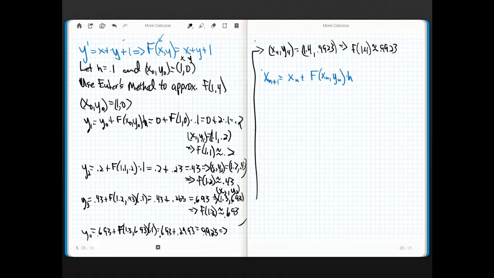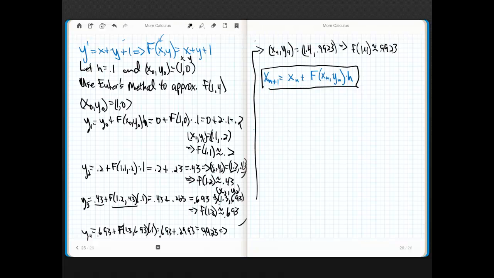Kapow! Hopefully you used this equation, right? H was 0.1, right? That was going to be our change. That just means we move over a little bit at a time, 1/10 at a time, and then you simply plug in. I've got this guy right here, 1.2, 0.43. I got 0.43 plus f of 1.2 comma 0.43 times 0.1, right? Nothing to it. You end up with 0.693.